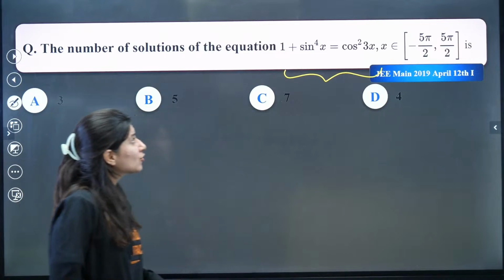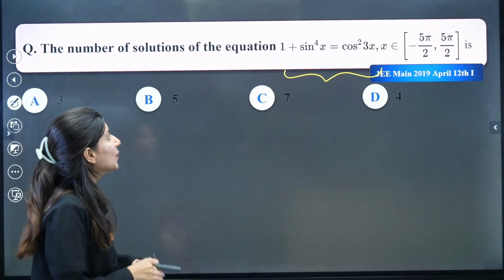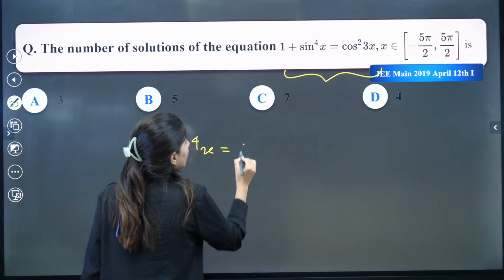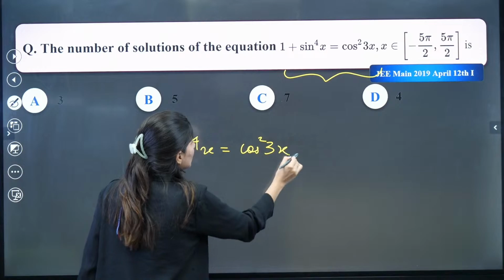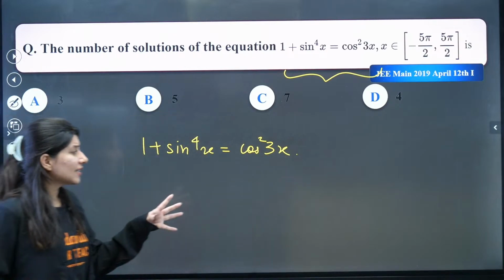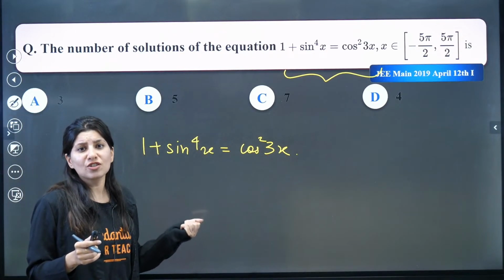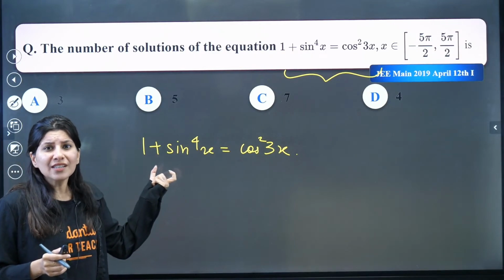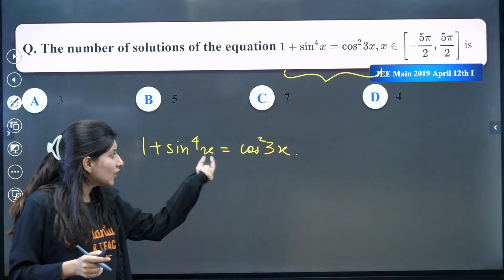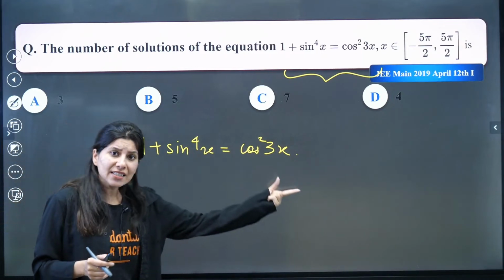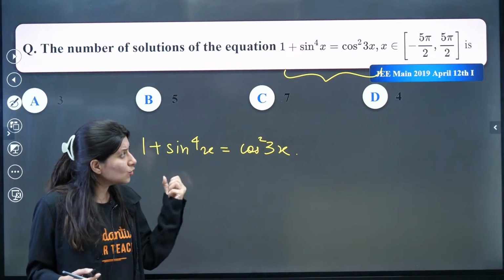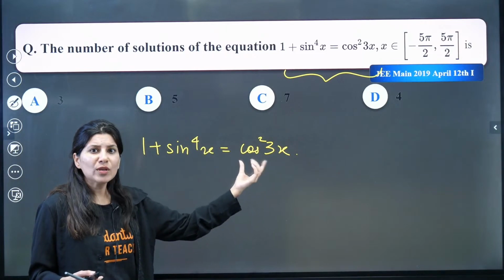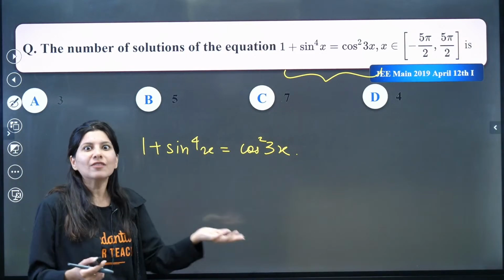This is actually a special type of question wherein 1 plus sine raised to power 4x is there and cos square 3x. Can you clearly see that it's very difficult to solve such type of problems? Why? First of all, we cannot convert it into something else, and this argument is also different. This is x, this is 3x. How do we solve it? There is no connection. Even if I convert, the maximum we can do is 1 minus sine square 3x. But after that, we'll get stuck.